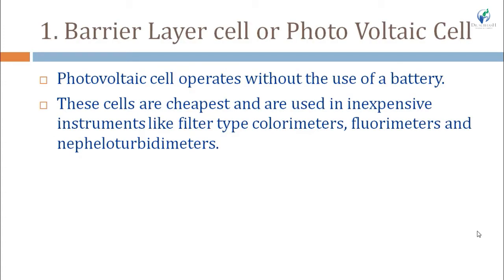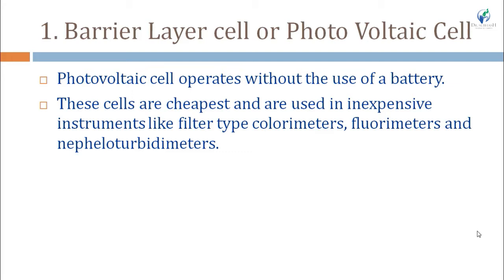So the first detector is the photovoltaic cell or barrier layer cell. These photovoltaic cells are also known as solar cells, right? Its function is similar to solar cells. Means photovoltaic reaction is the principle of this photovoltaic cell. So to be operated, they do not need any external electrical energy, means they can be operated without the use of a battery.